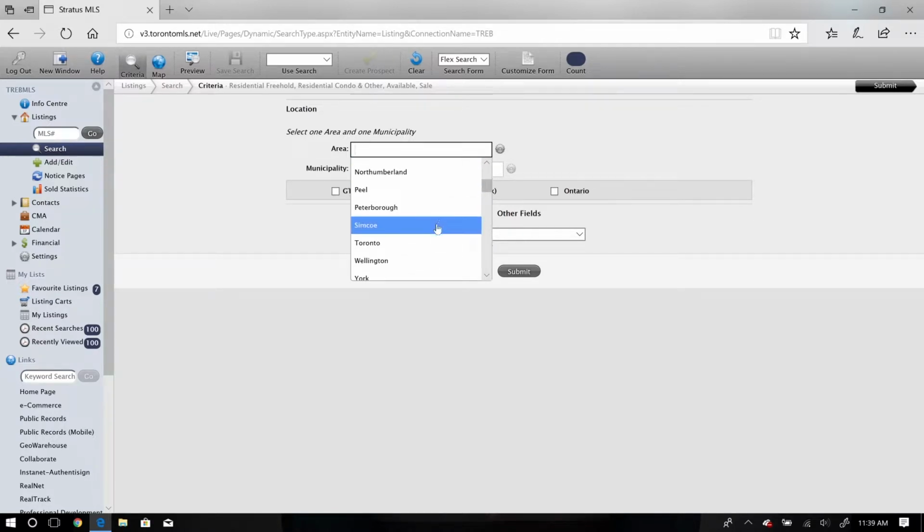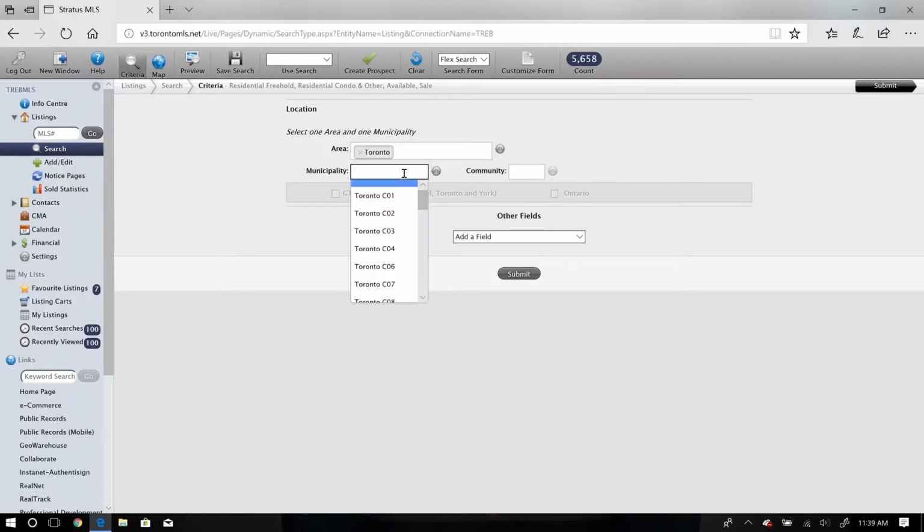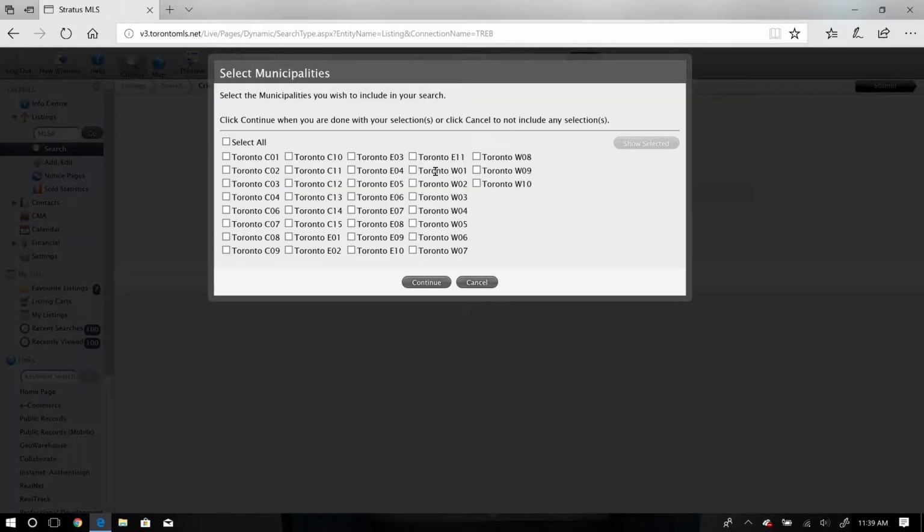I go Toronto for my area, and Toronto is the only one with no names in its municipality, so you really have to understand what the different regions cover. So you see C stands for Central, and Toronto has municipalities broken down from C1 to C15. Then east of Central you have E1 to E10 or 11, and then westward. So for him, he wanted west. And I know that W1, 2, 3, and 4 are the best opportunities for him at the moment.